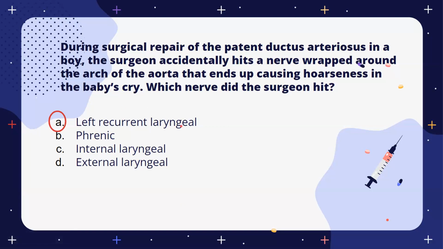Why is it the left recurrent laryngeal nerve? Because whenever there's hoarseness of anybody's voice, the first thing that should come to your mind immediately is the left recurrent laryngeal nerve. The relations of the left recurrent laryngeal nerve are important to know as well: the fact that it wraps around the aortic arch, and that it is very closely related to the inferior thyroid artery. These are important to keep in mind, because they can get injured in surgeries, and so you need to know this.